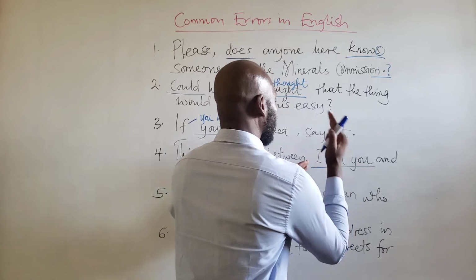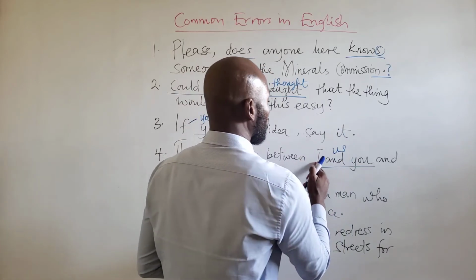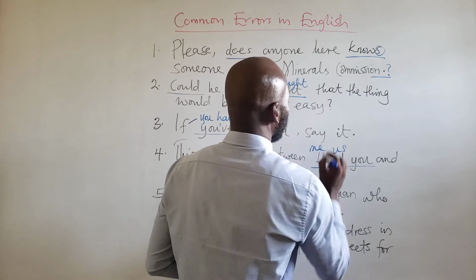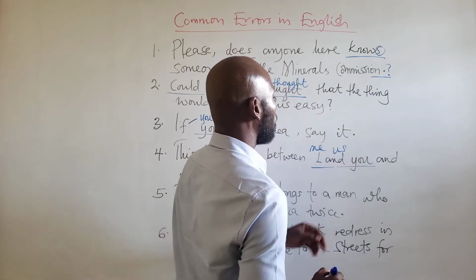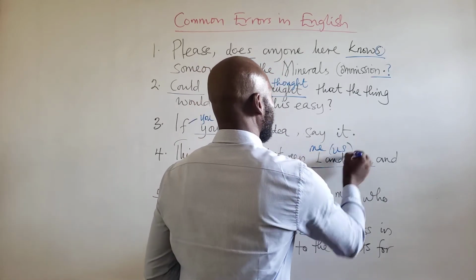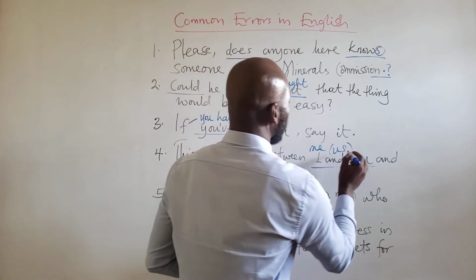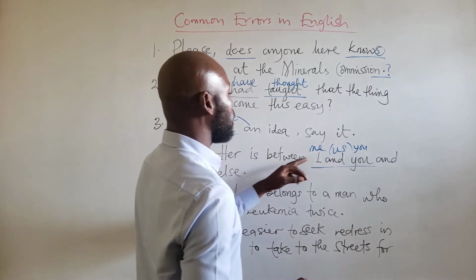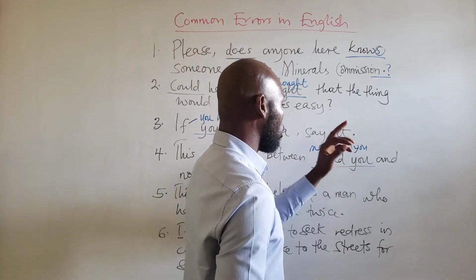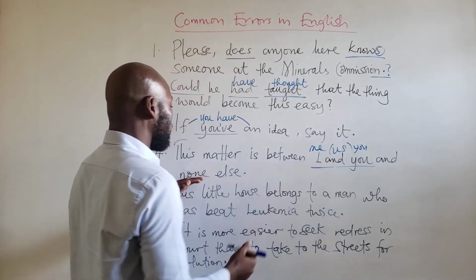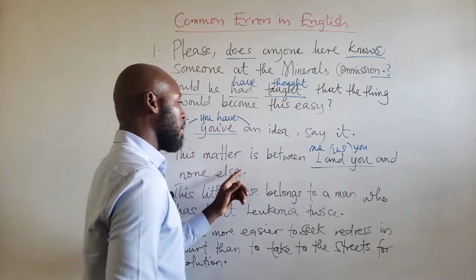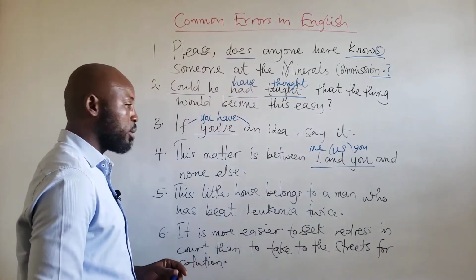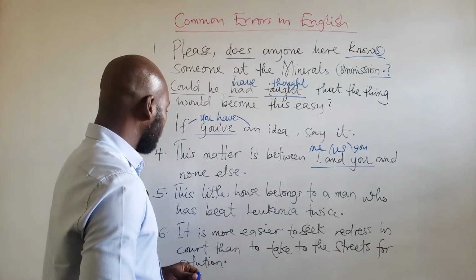So I and you becomes us. So because us is the object, this should not be I. It should be between me and you. Then that becomes us. So me and you. So this matter is between me and you and none else. Not this matter is between I and you. It will be inappropriate to state it that way.